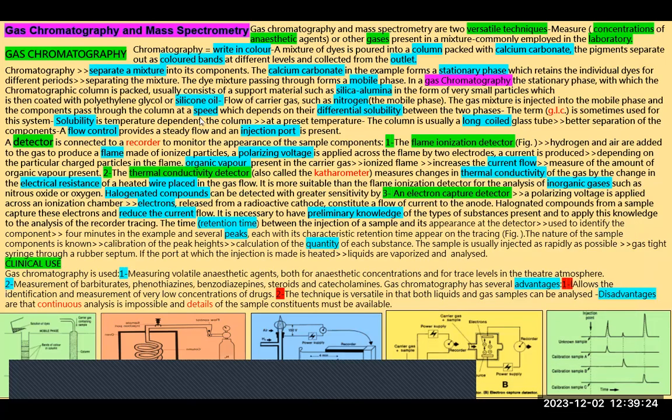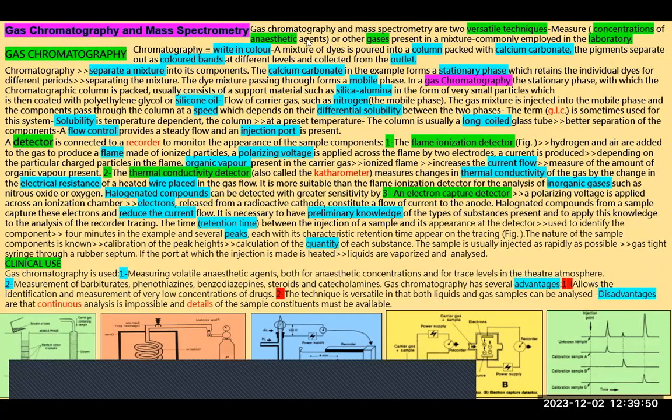Bismillah ar-Rahman ar-Rahim. This subject is called further gas and vapor analysis. It begins with gas chromatography and mass spectrometry. Both of them are versatile techniques, which means that they are variable in their mechanism of action. We'll show it later on in a translation.